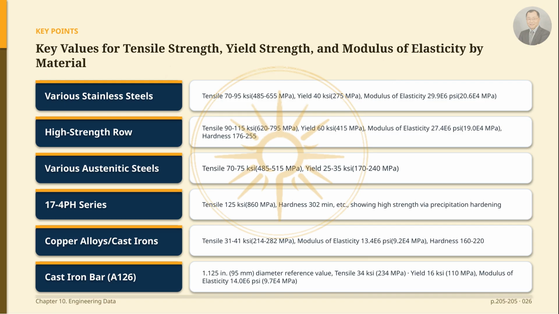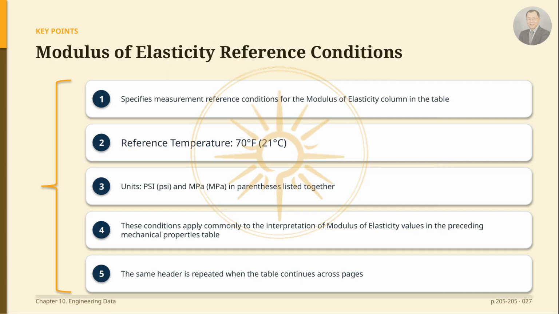According to the notes at the bottom of the table, the A216 Class B and Class C items are based on a 1.125 inches, 95 millimeters bar with a tensile strength of 34 KSI and a yield strength of 16 KSI.